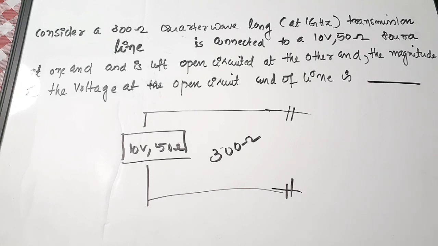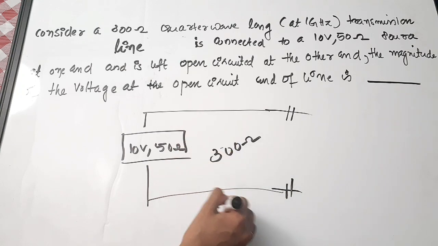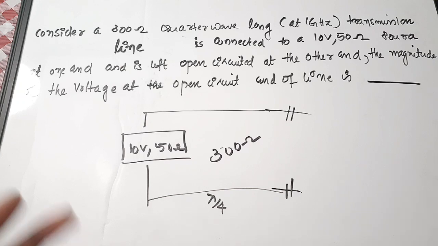This much is given, and also the transmission line is a quarter wave length, so it is lambda by 4. So normally in questions you can see only quarter wave length transmission lines. Normally either it will be given that the transmission line is of lambda by 4 length or it is quarter wave length.